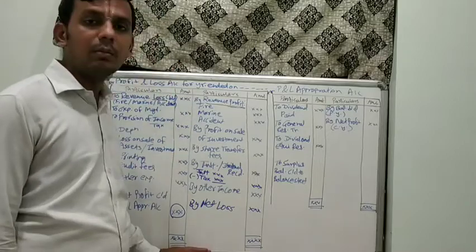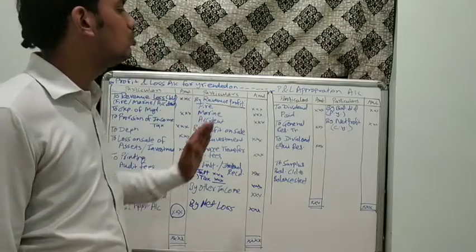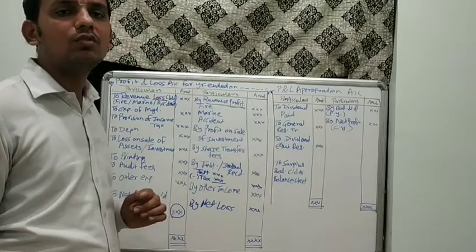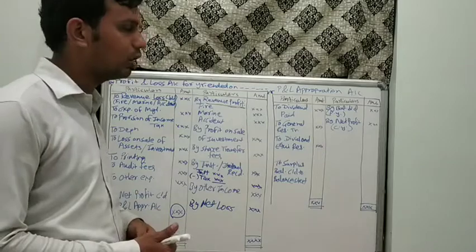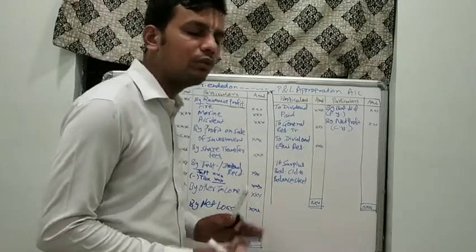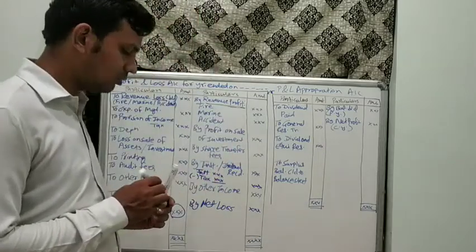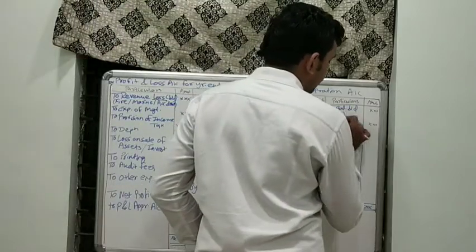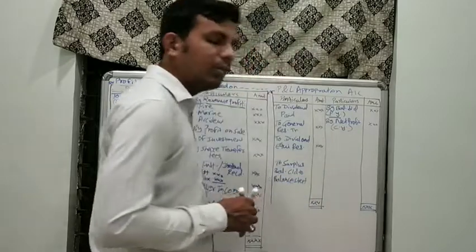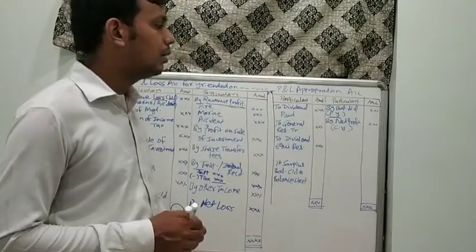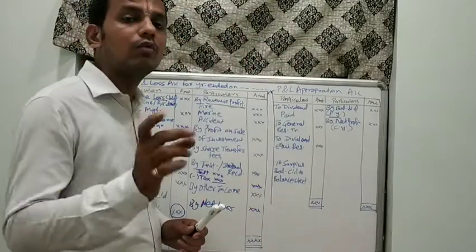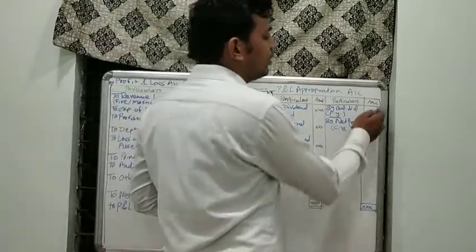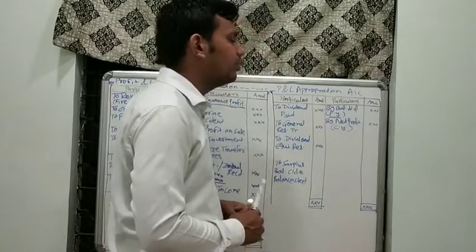Once we have prepared the P&L account, we can move to the appropriation account. What things do we have to take into the appropriation account? First, on the credit side, we take the previous year's profit from the trial balance. It would be provided in the question as the balance brought down. It would be fetched and taken into the credit side of the appropriation account.